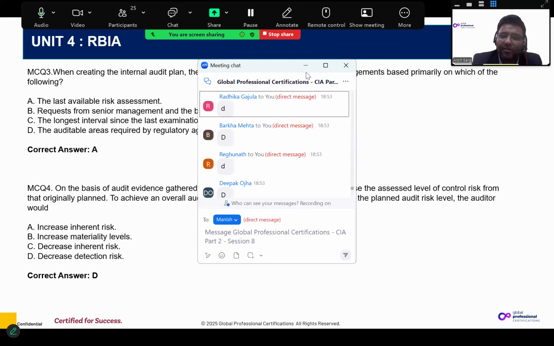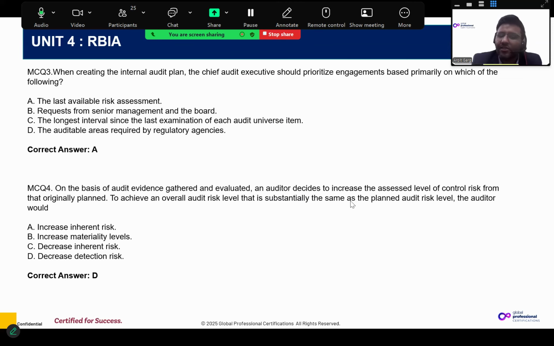Yes. So inherent risk and control risk and detection risk are inversely related. It says increase the assessed level of control risk. If you're increasing the control risk, detection risk will decrease, and vice versa. If it had said decrease the assessed level of control risk, then it would have been increasing the detection risk. Make sense? All right, lovely people.